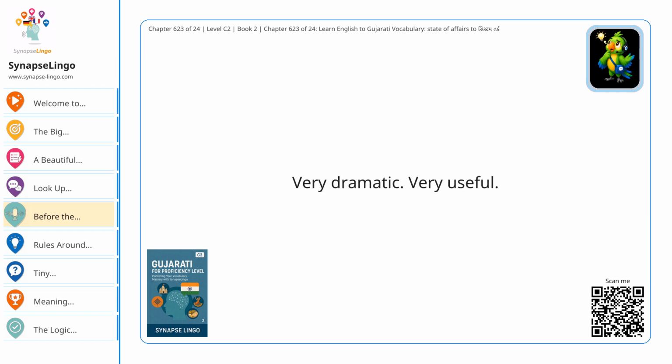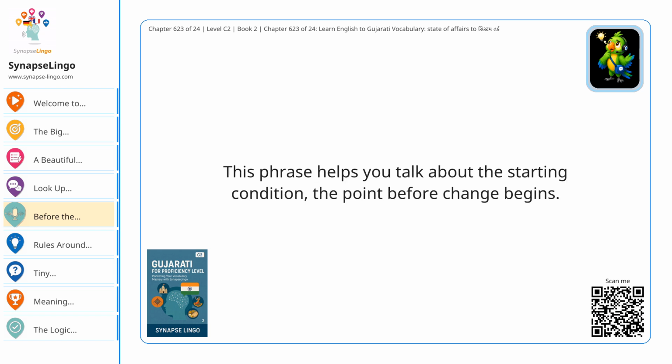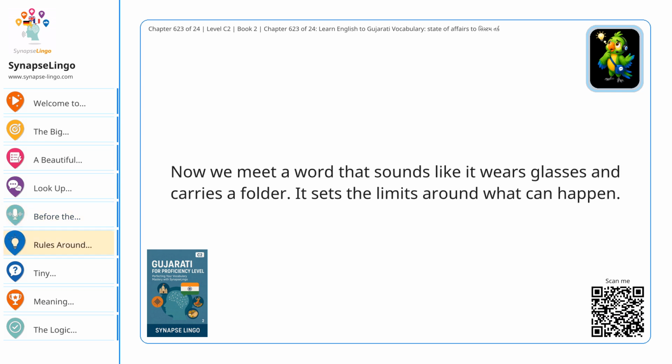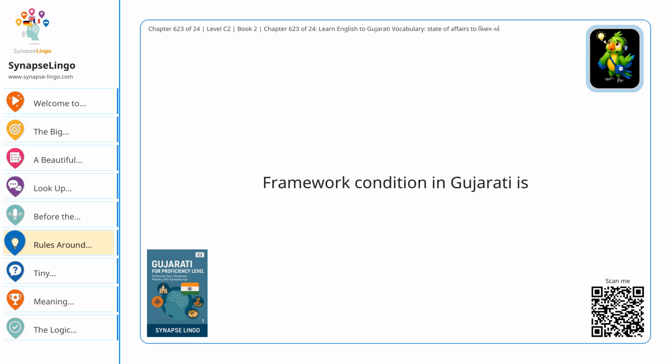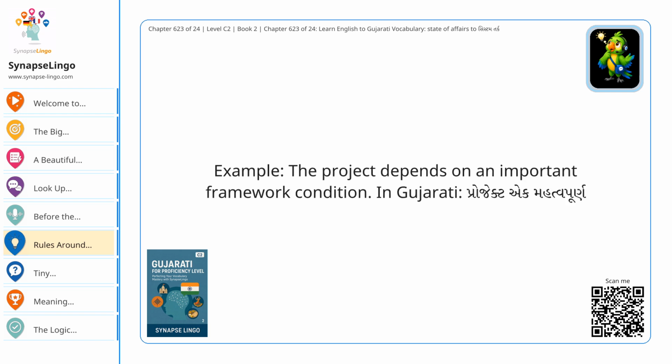Very dramatic. Very useful. This phrase helps you talk about the starting condition, the point before change begins. Rules around the plan. Now we meet a word that sounds like it wears glasses and carries a folder. It sets the limits around what can happen. Framework condition in Gujarati is રાહત શરત, repeat. રાહત શરત.